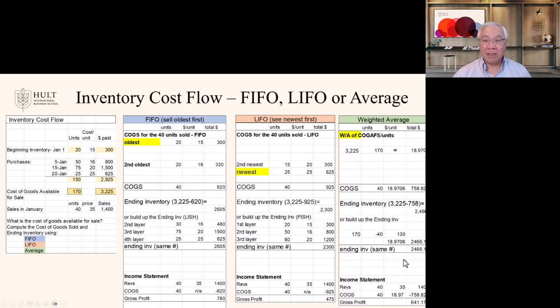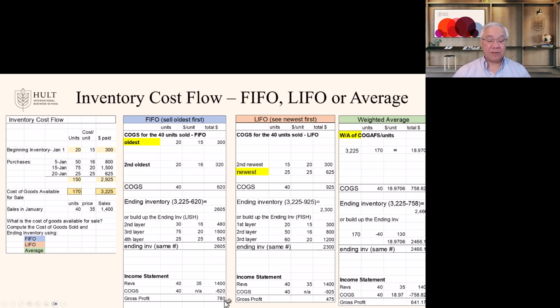All right, now we go to the income statement, same 1,400, minus the 758, and we get profit of 641. So it should not surprise you at all that the weighted average is in between the FIFO and LIFO, both in terms of inventory value and in cost of goods sold and in profit.